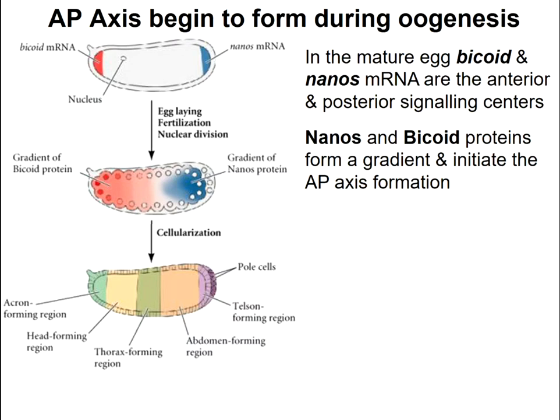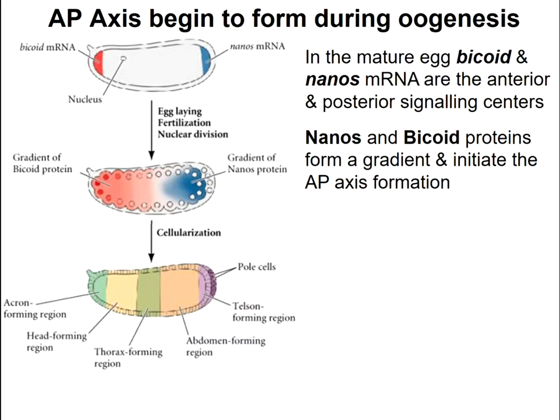Because of this, the bicoid mRNA that is translated into bicoid protein and the nanos mRNA that is translated into nanos protein can diffuse. So the proteins produced by these two mRNAs, the nanos and bicoid proteins, can diffuse from a posterior position toward the anterior and from the anterior position toward the posterior. So bicoid proteins form an anterior to posterior gradient, and the nanos protein forms a posterior to anterior gradient.